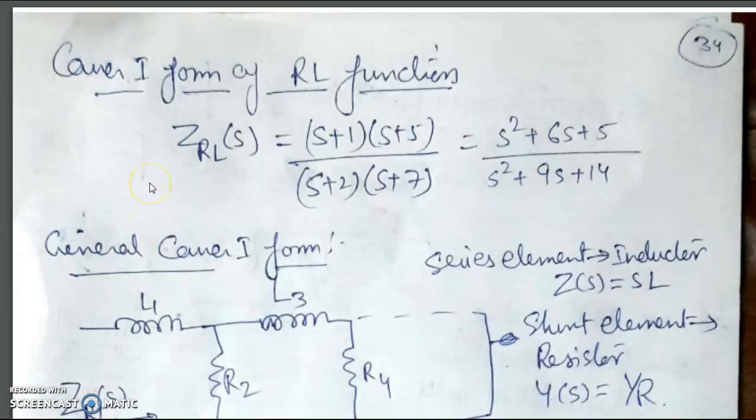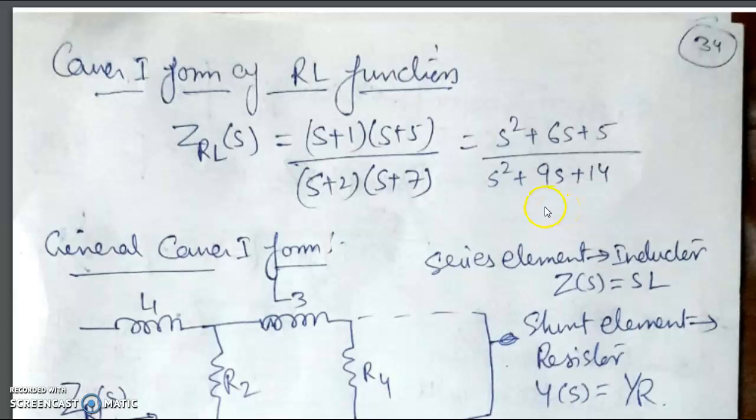Hello students. In the last video we had seen the Foster 1 and 2 form of RL function. In this video we will see the Cauer 1 and 2 form of RL function. So suppose the RL impedance function is given as (s+1)(s+5) upon (s+2)(s+7), which can be written as (s² + 6s + 5) upon (s² + 9s + 14).